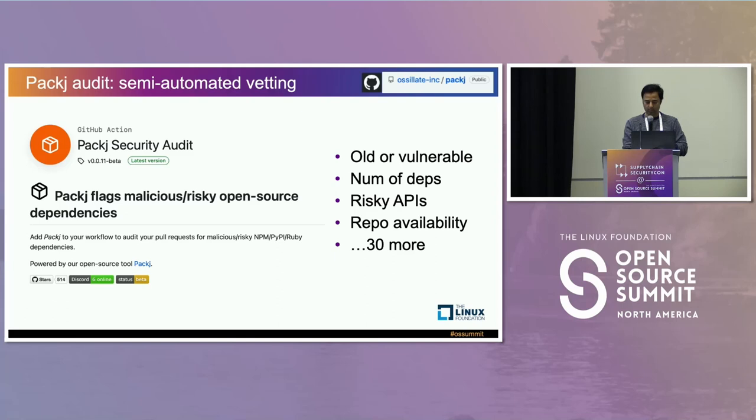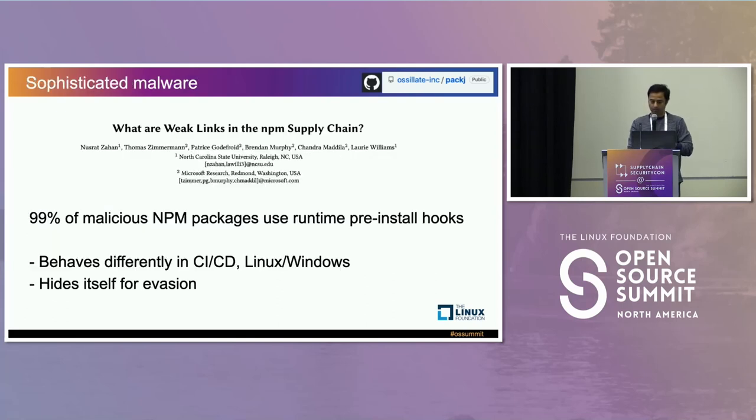However, a sophisticated malware can still find a way. For example, there was a recent academic study that said 99% of malicious NPM packages that were found used at least one pre-install hook. What that means is that a malicious package can behave differently in different environments, different operating systems, different CI/CD environments. It can behave differently in production, can trigger at a later time, and can hide itself and evade analysis. So that's why we must apply security in layers.